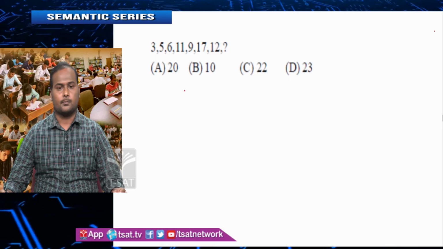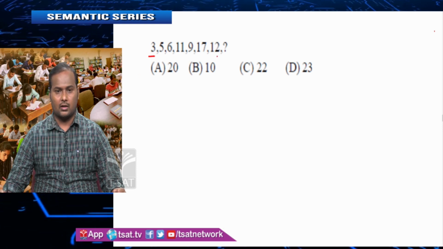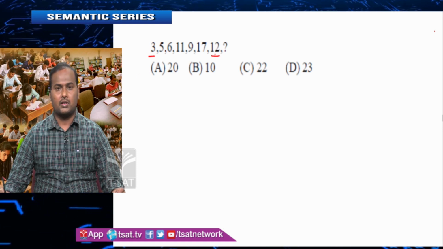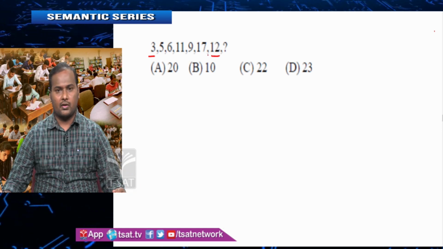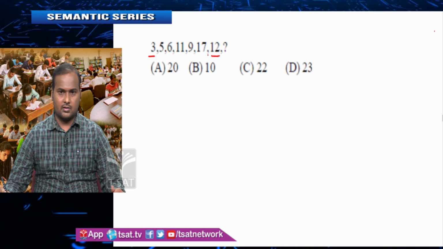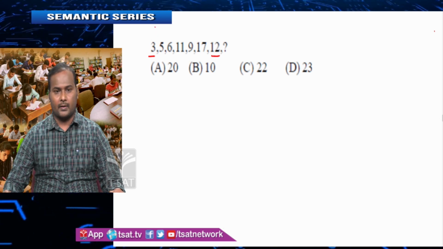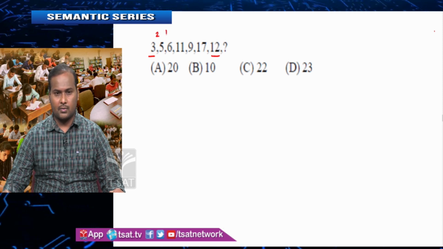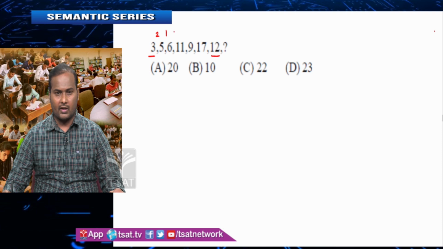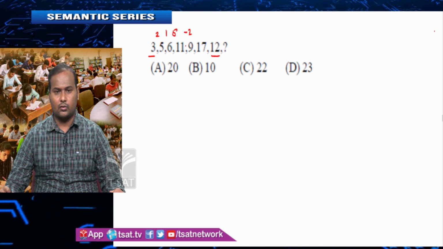In this particular question, the first number is 3 and the last one is 12. So there is no much change, means there is no much gap. So whenever there is not increasing much, generally we will take the difference. In this case, 3 to 5 increasing by 2, again 5 to 6 increasing by 1, 6 to 11 increasing by 5, 11 to 9 decreasing by 2.